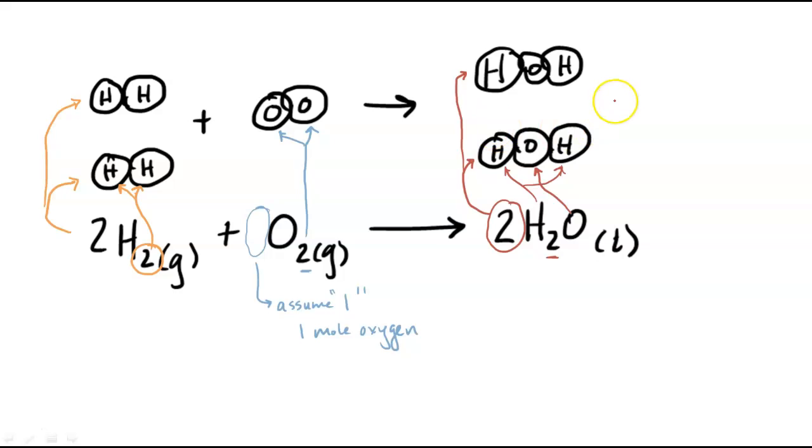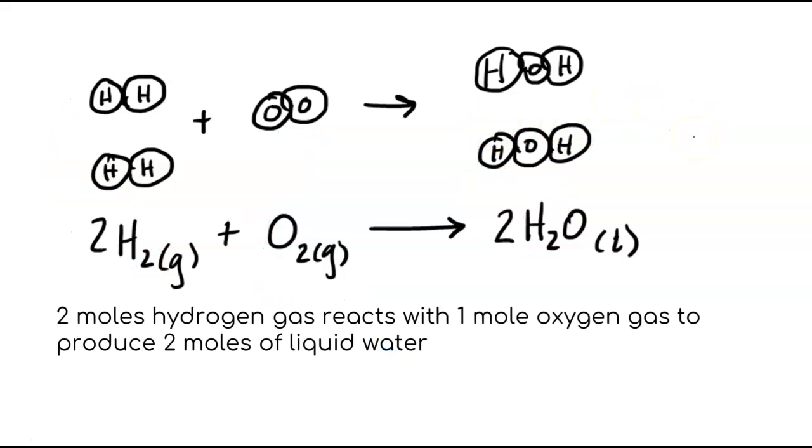So let's try some of our ionic compounds. Now these are all... Oh, and just as a reminder, what this reads is 2 moles of hydrogen gas reacts with 1 mole oxygen gas to produce 2 moles of liquid water. All right, so let's practice some using ionic compounds.